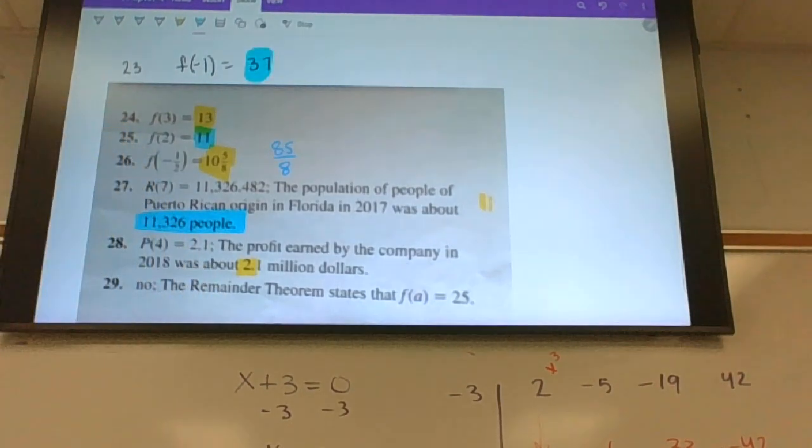So in your first four that were not word problems, hopefully you got some of those right. 37, 13, 11, and then 85/8 for the fraction problem.